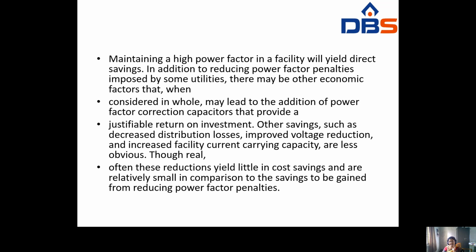So these are real factors. Whenever you maintain all of these, you are improving the power factor value. But though real, often these reductions yield little in cost savings, and they are relatively small in comparison to the savings to be gained from reducing power factor penalties. So there is a small cost saving, but compared to reducing the power factor penalties, it is little.